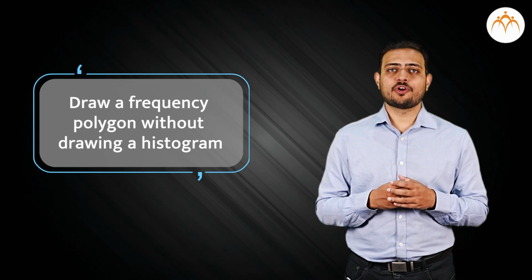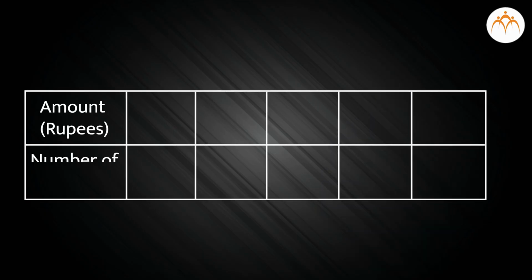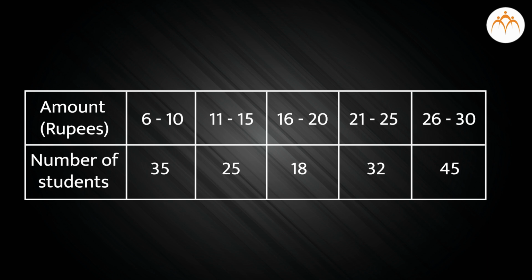Draw a frequency polygon without drawing a histogram. We will use the above example for this as well. Amount in rupees, number of students. 6 to 10 rupees, 35 students. 11 to 15 rupees, 25 students. 16 to 20 rupees, 18 students. 21 to 25 rupees, 32 students. 26 to 30 rupees, 45 students.